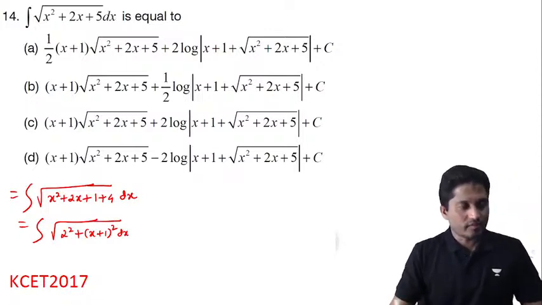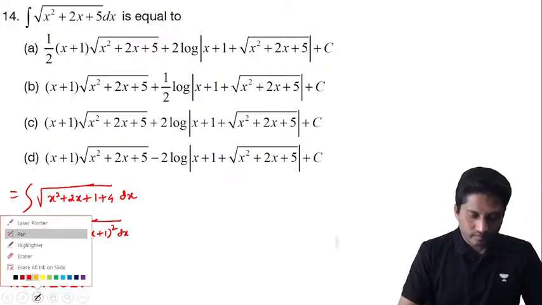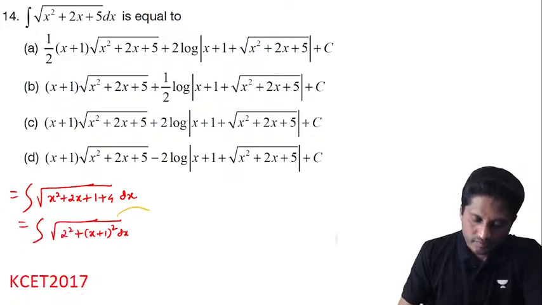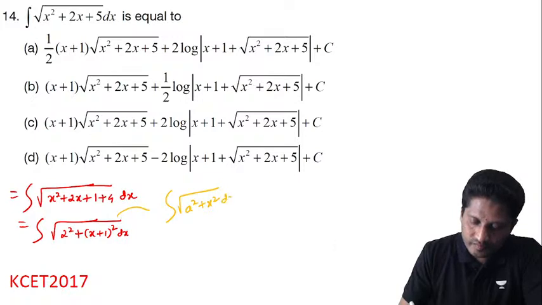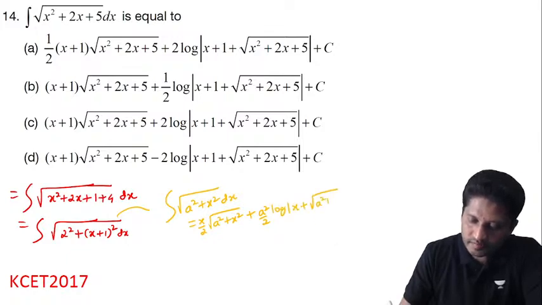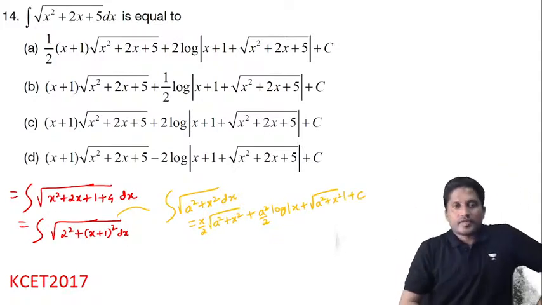Right, now this is of the form root of a square plus x square. The formula will be equal to x by 2 into root of a square plus x square plus a square by 2 into log of x plus root of a square plus x square plus c. That's the formula.